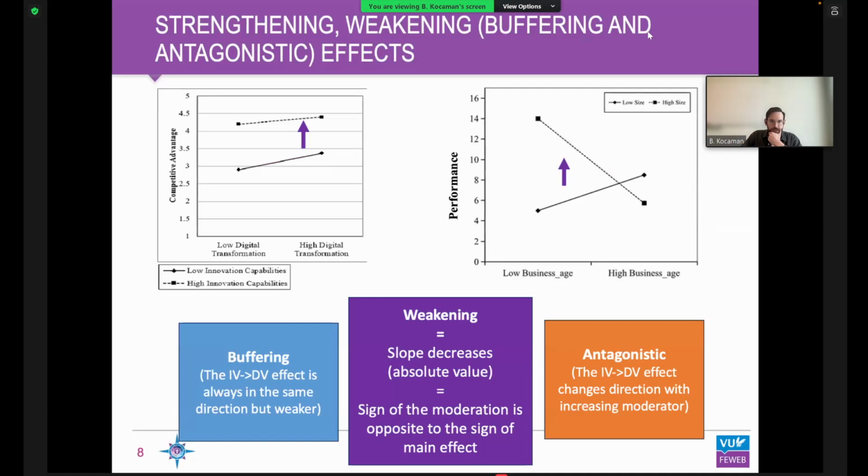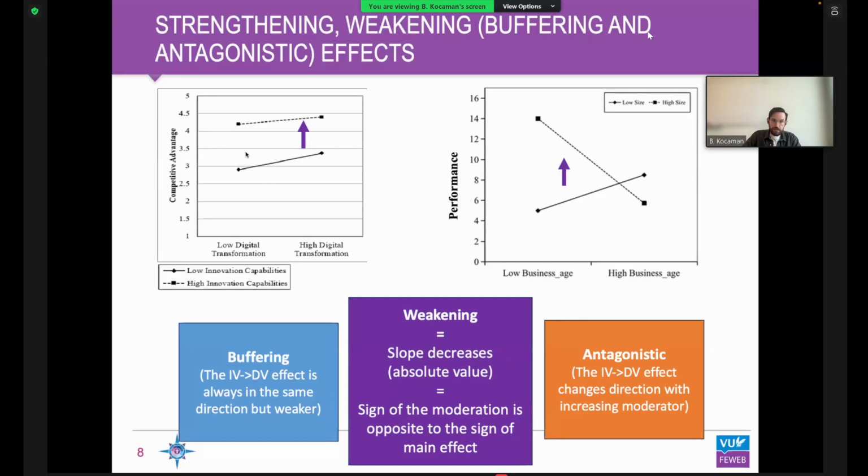Let's look at examples of weakening effects. In the case of weakening, we will split this into two different kinds of effects: one is antagonistic, one is buffering. Let's start with the buffering case. So in this case, you have low versus high digital transformation. This is your independent variable, and you have competitive advantage. Apparently the digital transformation level changes a firm's competitive advantage. And how does it change it?